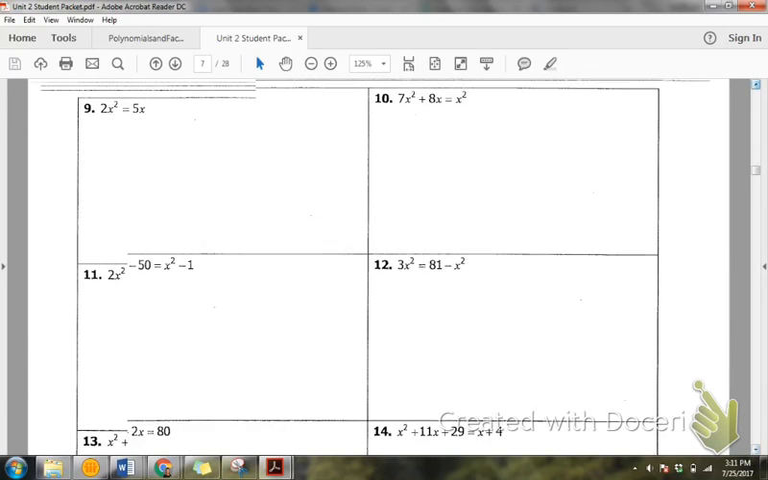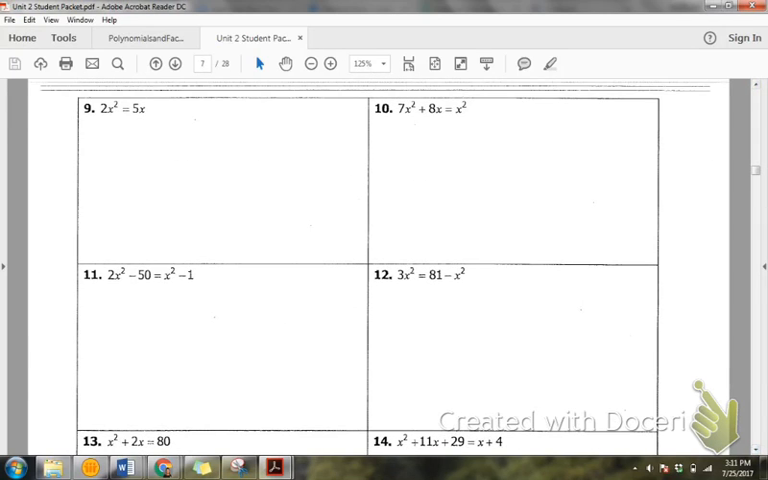So remember, you have to make sure that they're set equal to what? 0. So none of these on this page are set equal to 0. So if you look at, for example, number 10, if I wanted to set this equal to 0, what do I need to move? That x squared. And how do I move x squared over? Subtract it. All right, so if I subtract x squared, that just becomes 6x squared plus 8x equals 0.